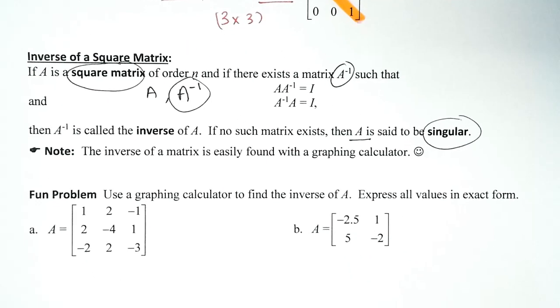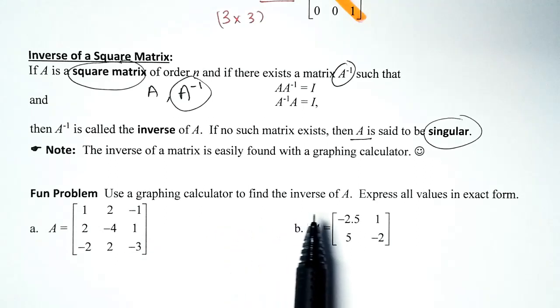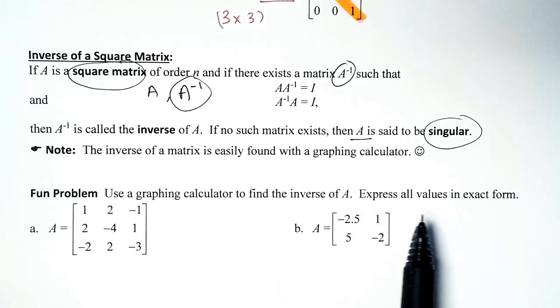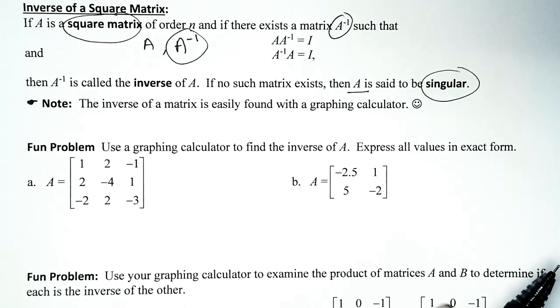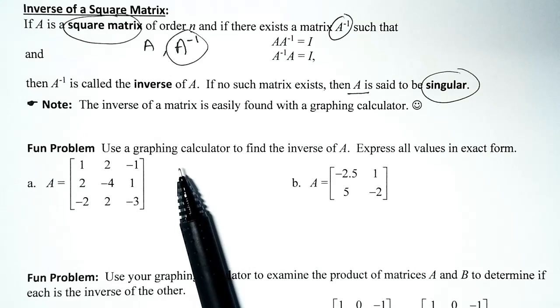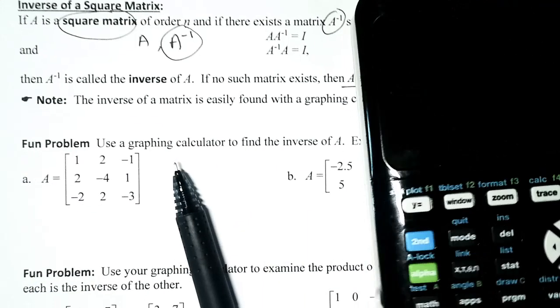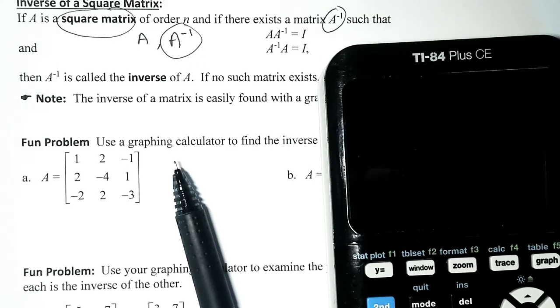Okay, so fun problem number 1. It says use a graphing calculator to find the inverse of A and please express all values in exact form. For students, it's very tempting to round, but remember, we're always looking for exact answers and we only round if we're asked to. So let me go ahead and take out my real calculator, and then my fake calculator, the one where I can show you the buttons.